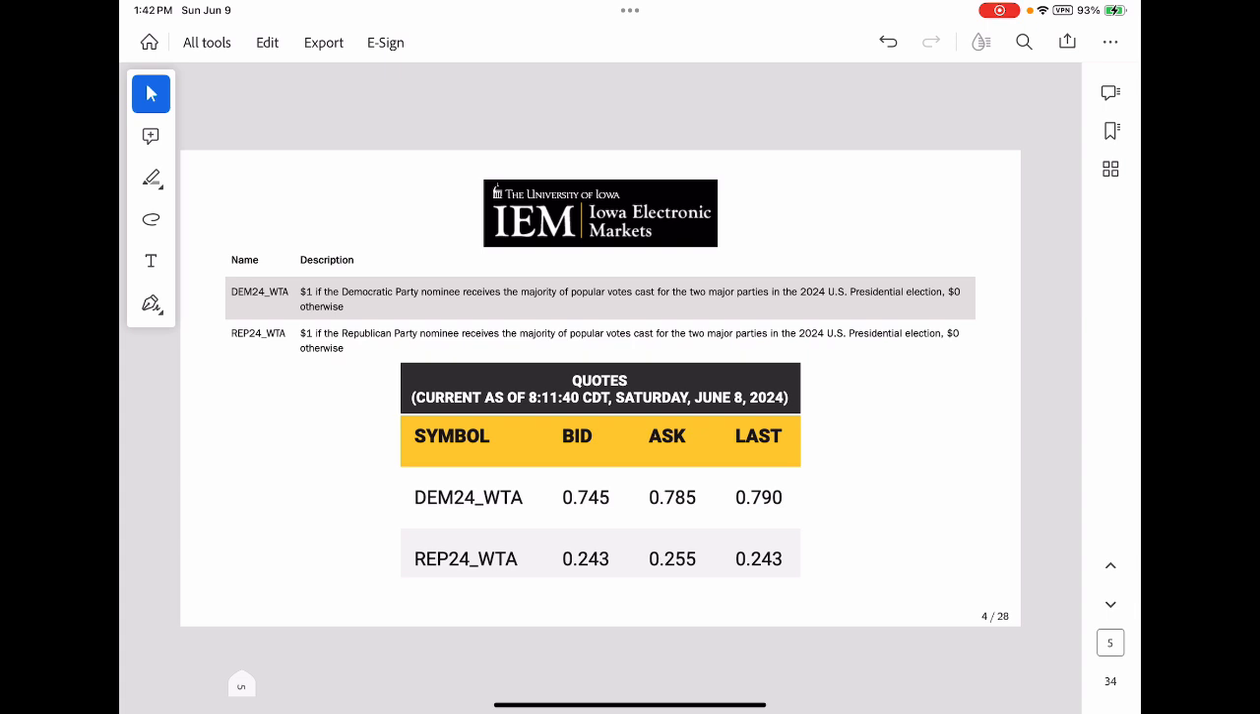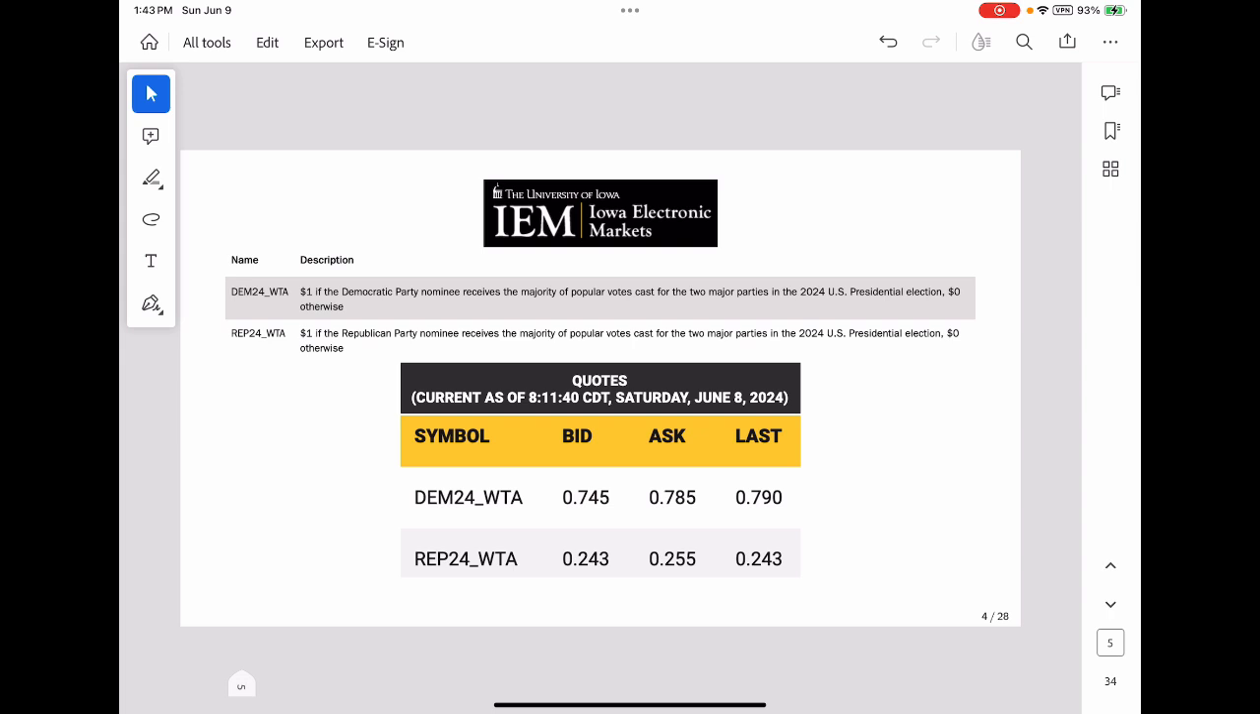But before I get there, let's take a look at the Iowa Electronic Markets and what they're saying about the 2024 election. So here's a particular set of contracts. You can see on the screen Dem WTA and Rep WTA. WTA stands for winner take all. The Dem WTA contract will pay $1 if the Democratic Party nominee, now that's likely to be Joe Biden, receives the majority of popular votes cast for the two major parties in the 2024 US presidential election. And if the Democratic Party does not receive a majority, then that contract will pay nothing. So you can see that it has a very simple payoff structure.